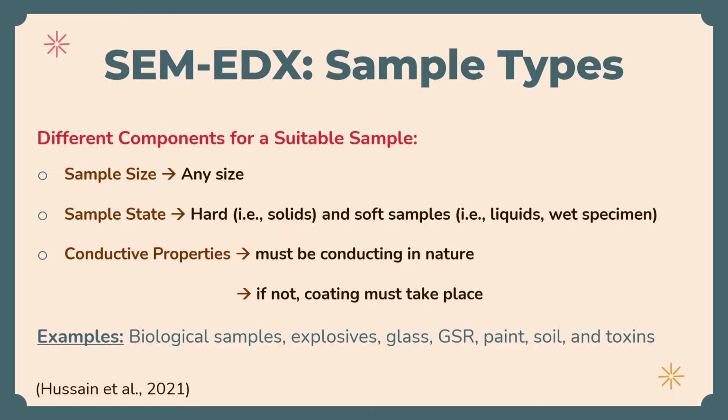For SEM, it is necessary for the sample to be conducting in nature, so if it's not and it's like a non-metal, then it has to be coated to accommodate for its missing conductive properties for proper analysis using the instrument. Some examples that are seen in forensic evidence that can be analyzed using the SEM or EDX are biological samples, explosives, glass, GSR or gunshot residue, paint, soil, and toxins.